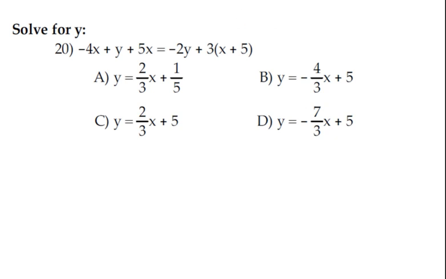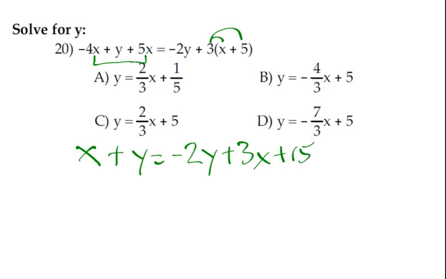Oh goodness, this is a mess. Alright, so first thing I want to do is collect my like terms, and I'll probably take care of my distribution right here. So I got my distribution. I collected these two together to get my x. Now from here we want to make sure we're solving for y. So I'm going to move my y's and get them by themselves. So I'm going to add 2y here. Now since I'm solving for y, I need to get rid of this x, so I'm going to just subtract x as well and get it out the way.